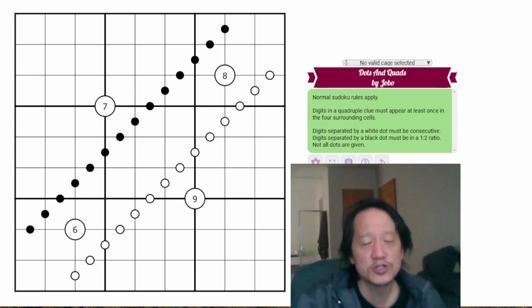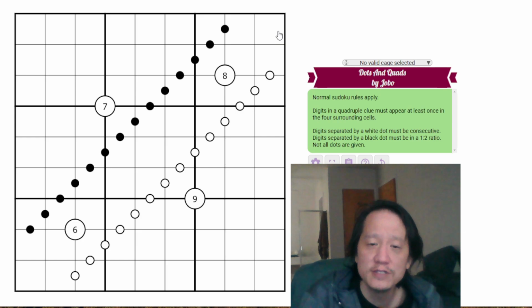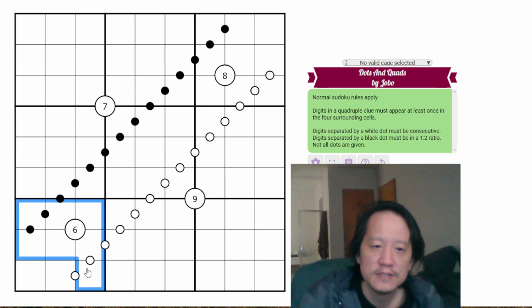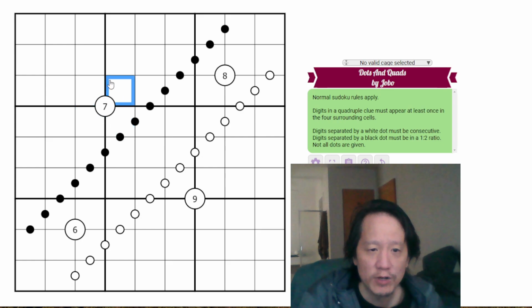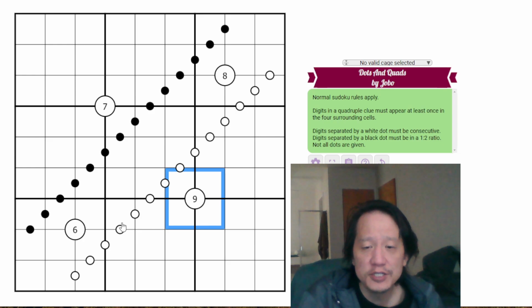So let's go over the rules quickly. Normal Sudoku rules apply, which means place the digits 1 through 9 once each in every row, column, and box. Digits in a quadruples clue must appear at least once in the 4 surrounding cells. So there must be a 7 in one of the 4 cells surrounding this quadruple, and a 6 in one of the 4 cells surrounding this quadruple, etc. Digits separated by a white dot must be consecutive. Digits separated by a black dot must be in a 1 to 2 ratio, and not all dots are given.